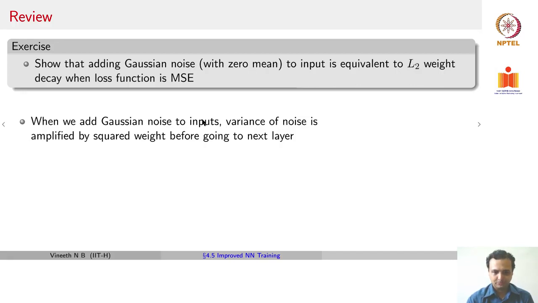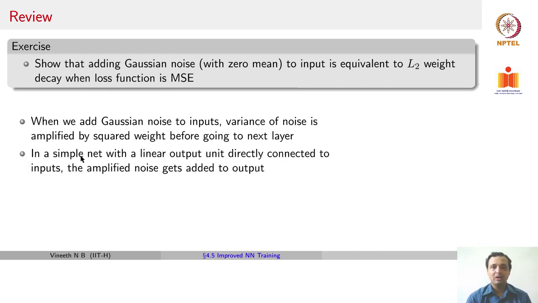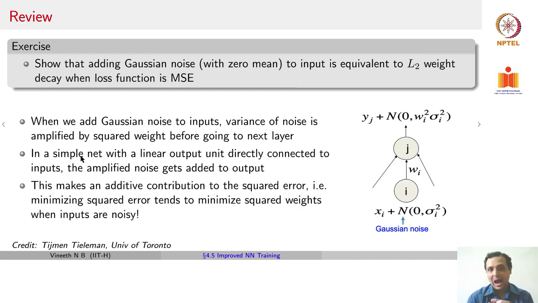When you add Gaussian noise to inputs, the variance of the noise is amplified by the squared weight as you go to the next layer of the neural network. So if you simply had a simple neural network where the output layer was directly connected to inputs, the amplified noise would directly get added to the output, and that added output makes a contribution to the loss function term, the squared error term, and that's what makes it look like an L2 weight decay in the loss function. So you have Gaussian noise, say sampled from a distribution with zero mean and variance sigma_i squared, and when you send it through a layer, it's amplified by w_i, and it goes through on the output layer with a new variance which is amplified by w_i squared. That's the intuition.